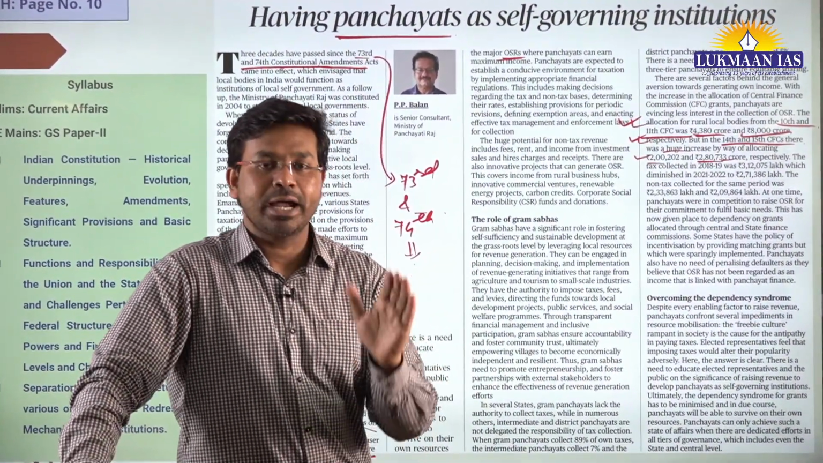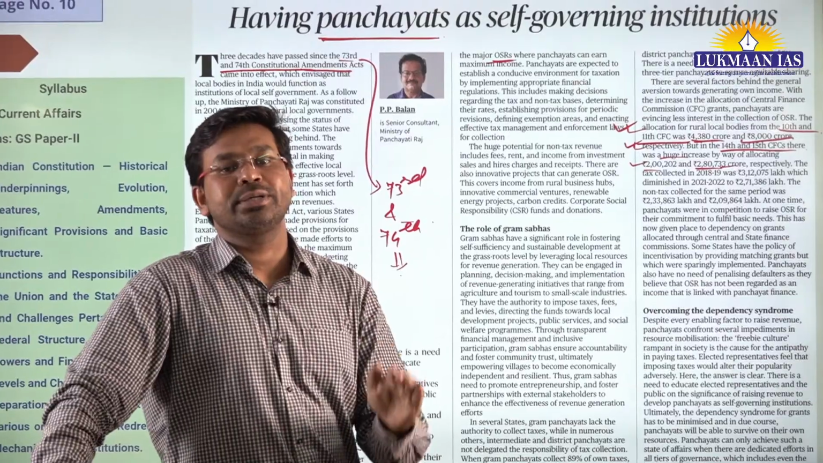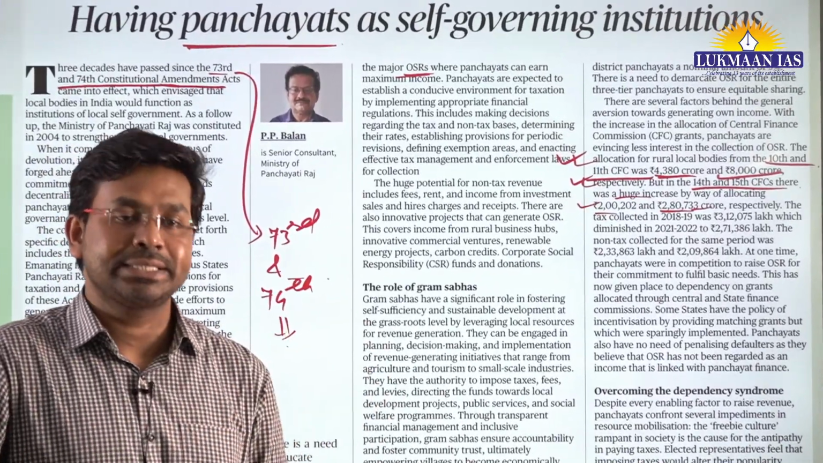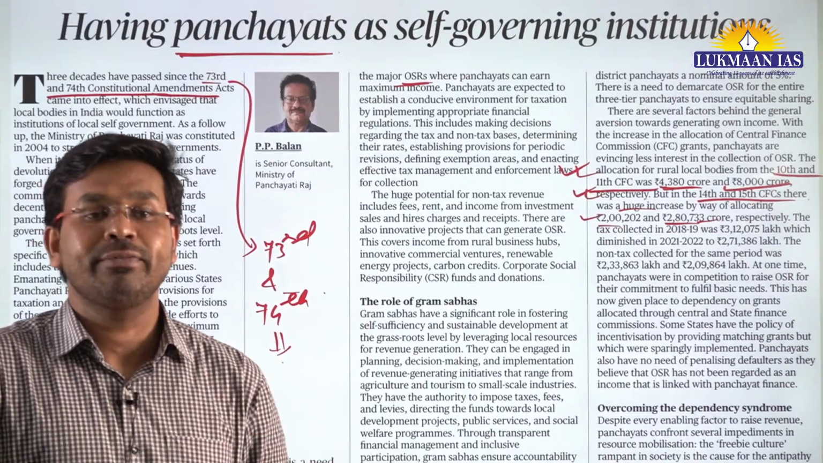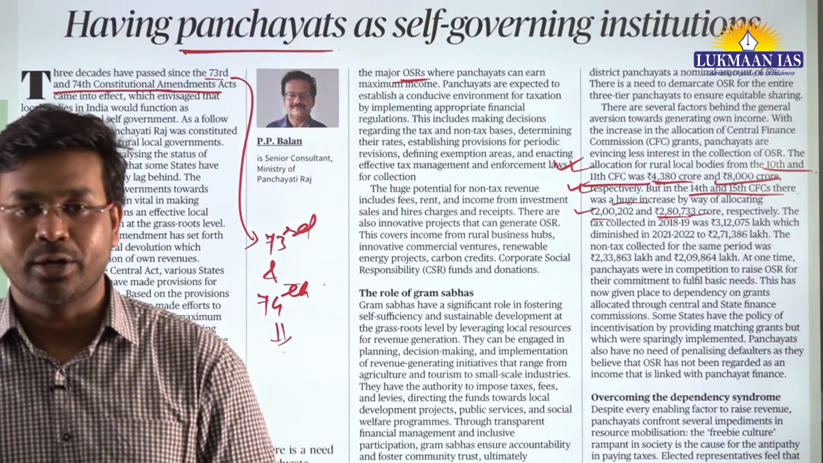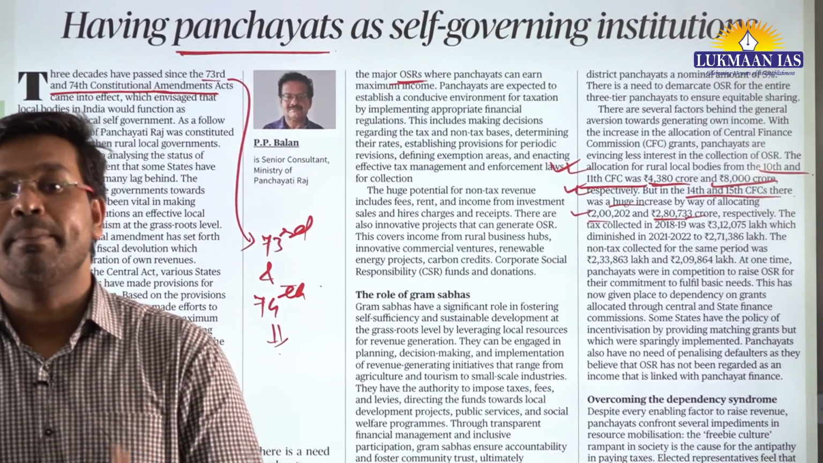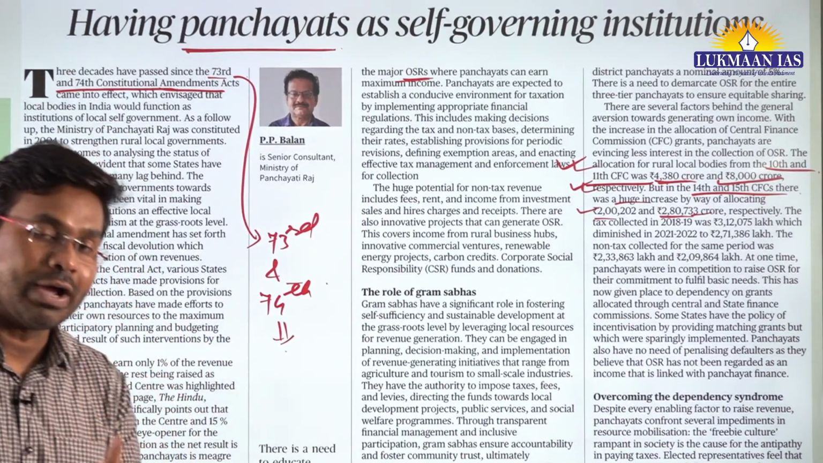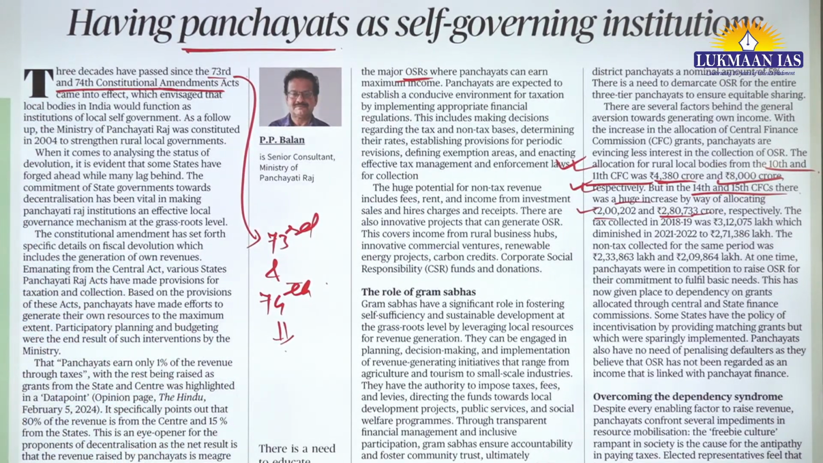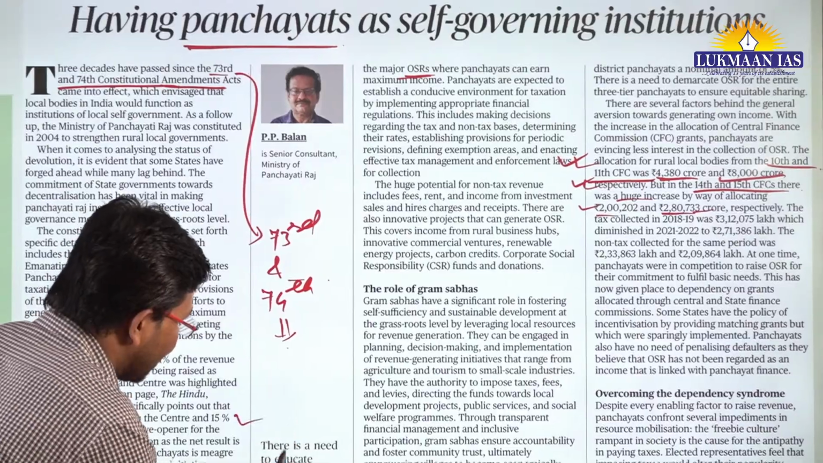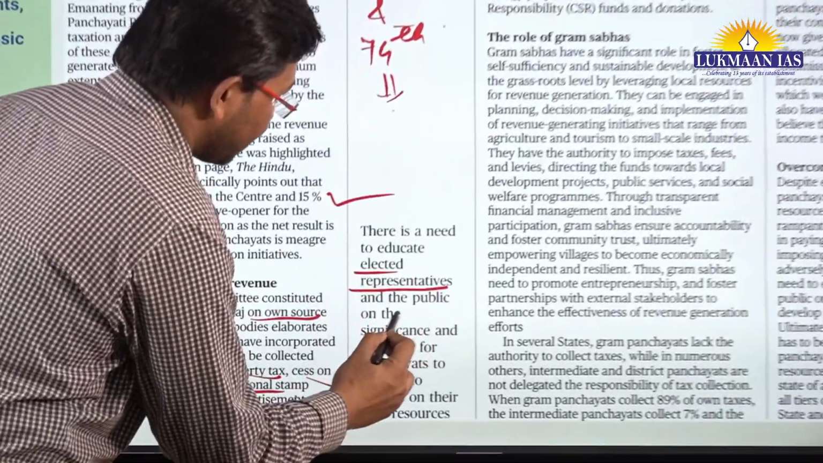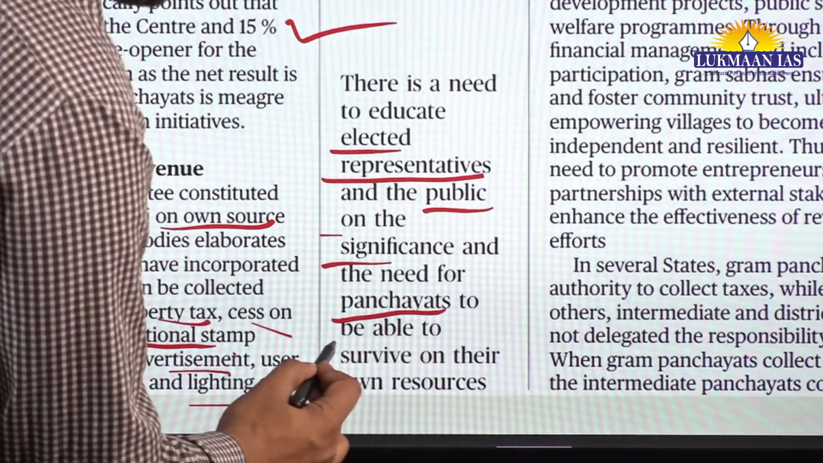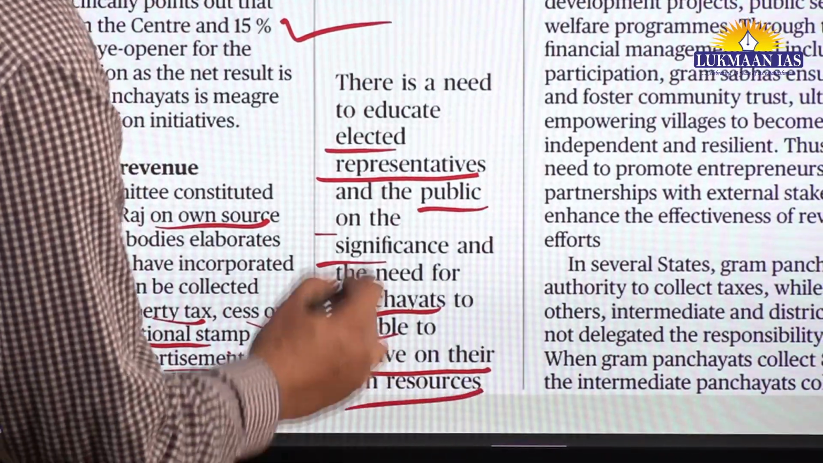At this point of time, the Panchayati Raj institutions are dependent on the finances that they receive from the state government, and from the central government. So they want to come out of this dependency syndrome. Finally the author says in this article that there is a need to educate elected representatives and the public on the significance and the need for panchayats to be able to survive on their own resources.